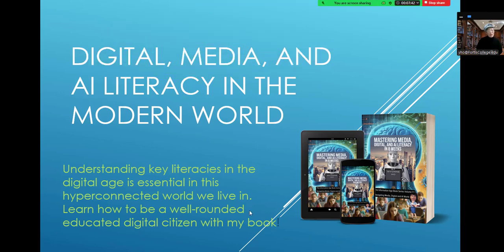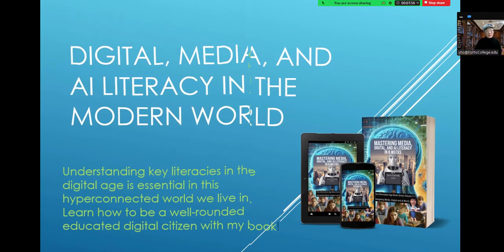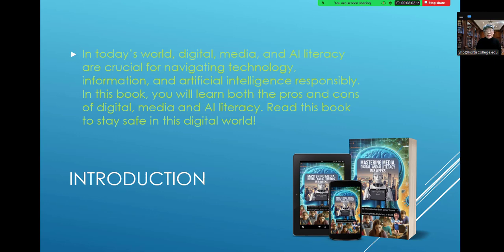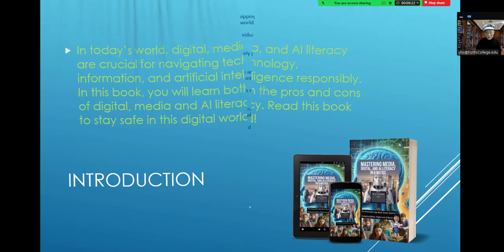There you go. Understanding the key literacies in the digital age is essential in this hyper-connected world we live in. Learn how to be a well-rounded digital citizen with my book. In today's world, digital media and AI literacy are crucial for navigating technology, information, and artificial intelligence responsibly. In this book, you will learn both the pros and cons of digital media and AI literacy. Read this book to stay safe in the digital world.